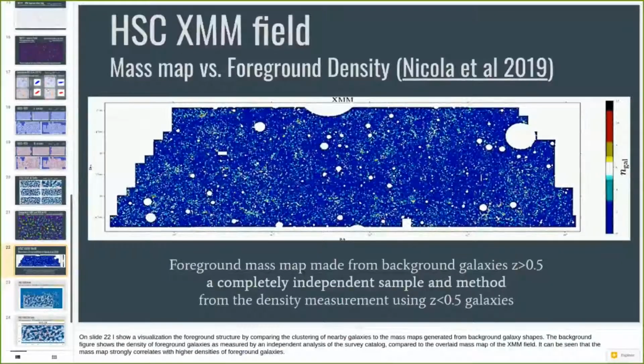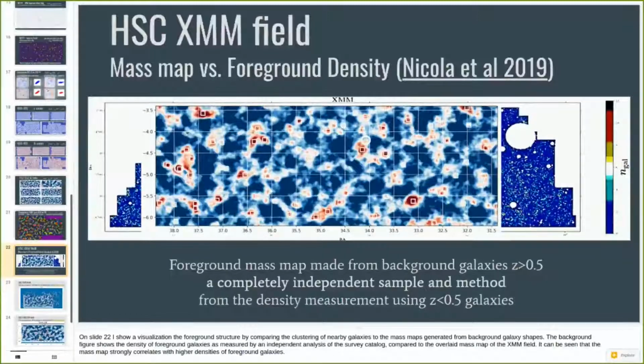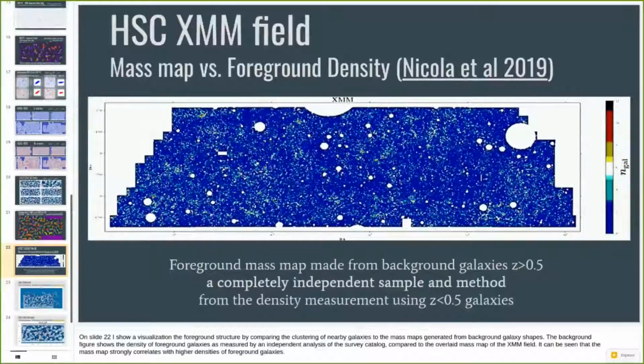On slide 22, I show a visualization of the foreground structure by comparing the clustering of nearby galaxies to the mass maps generated from background galaxy shapes.